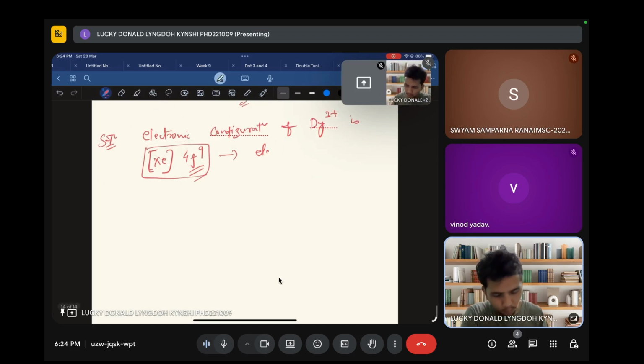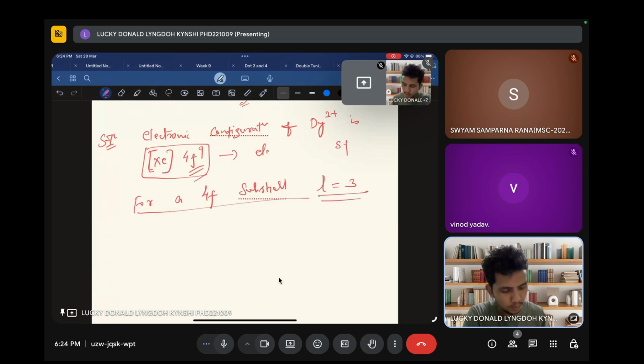Now for your 4f subshell, what is the angular momentum? L equal to 3. How do you get that? You know that s, p, d, f. For s, L equal to 0, for p, L equal to 1, for d, L equal to 2, and for f, L equal to 3. Since we are talking about the 4f subshell, the angular momentum quantum number L is equal to 3.